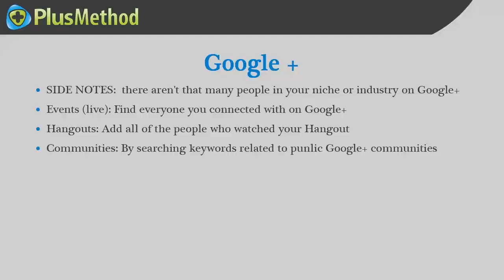Communities. Communities are something that we'll be going into later as well, but by searching keywords related to public Google+ communities in Google+, you can find more context than you could possibly imagine to add to your circles. What's even cooler is that you can also look at posts your contacts make in specific circles on your home page of Google+.